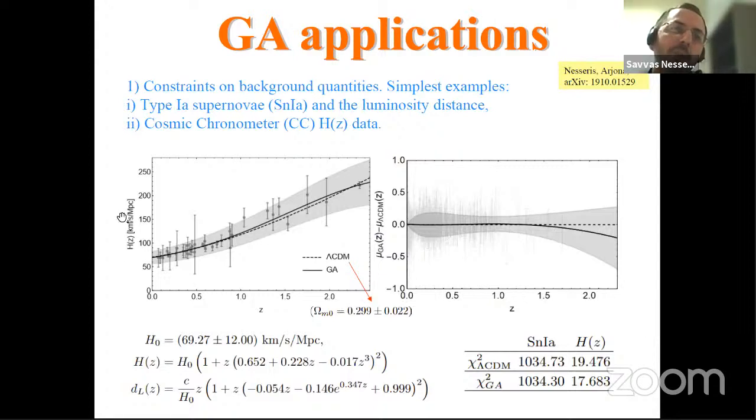So practically, how do the best fits look? In the case of the cosmic chronometers, as I said, we can get the Hubble parameter. In this case, it looks like this. It's a function of redshift with some numbers, okay? And in the case of the luminosity distance, it's a bit more complicated. It also has an exponential and so on.